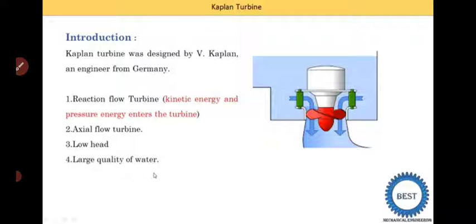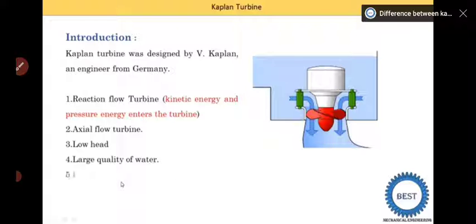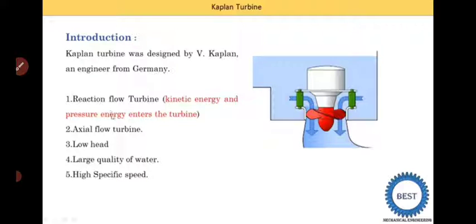Fourth point, a larger quantity of water is required for Kaplan turbines. And the fifth point is that it has a high specific speed. So these 5 points are compulsory to write in examinations, and draw the figure, and then explain the construction and working. So the next point is the construction and working.